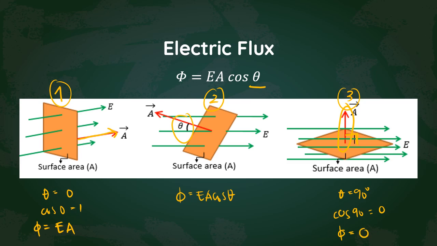Also, we need to remember the signs because there are positive and negative electric flux. What do we mean by positive flux and negative flux? The electric field lines going into the surface are considered negative, and the flux moving outward, or going out of the surface, is considered positive.